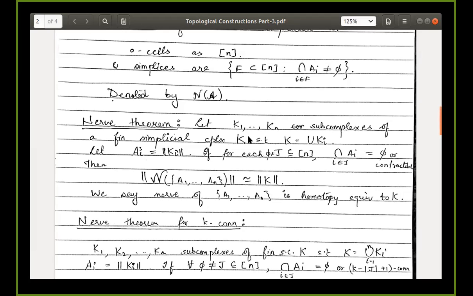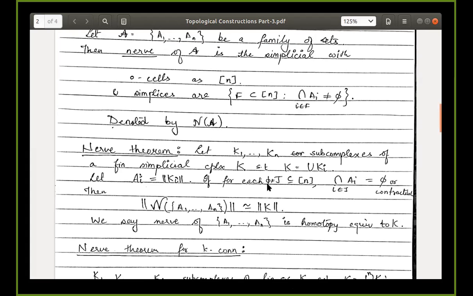So given a simplicial complex, you construct a set system Ai, and then you look at their intersections. If each of these intersections is empty or is homotopy equivalent to a point, see, the Ai's are all spaces. These are topological spaces, so their intersections are also topological spaces. Contractible means homotopy equivalent to a point. So if they do not intersect at all, or if they intersect in a contractible space, then the nerve of the system is homotopy equivalent to the simplicial complex K.